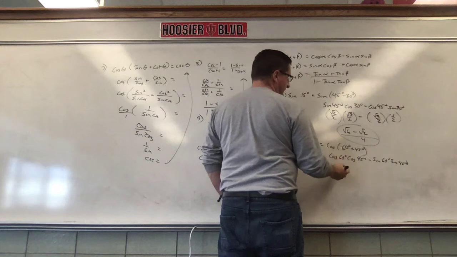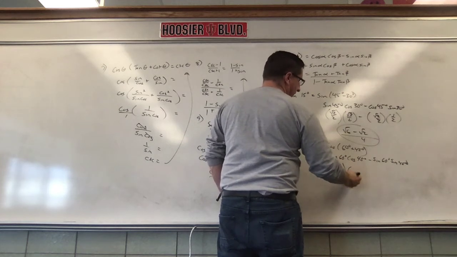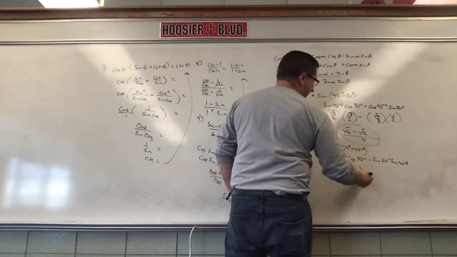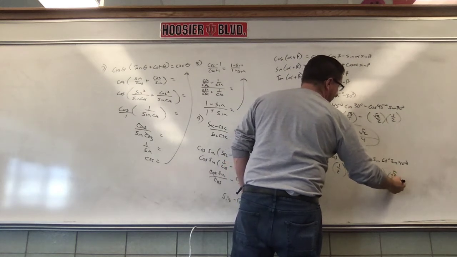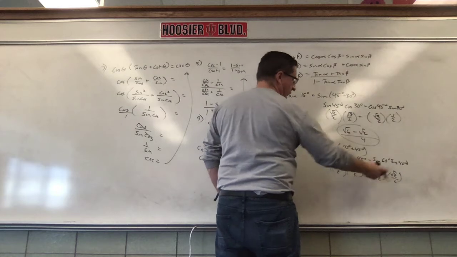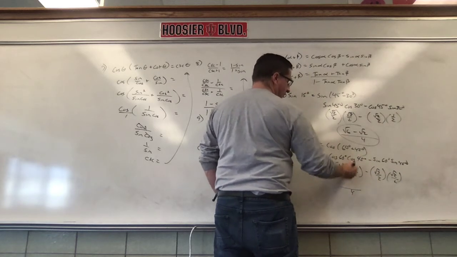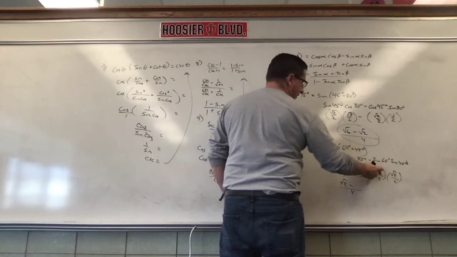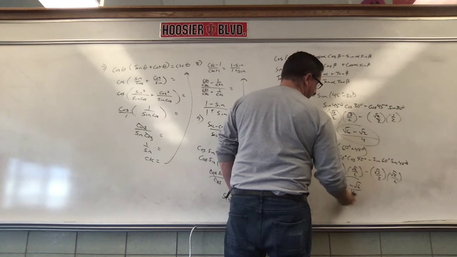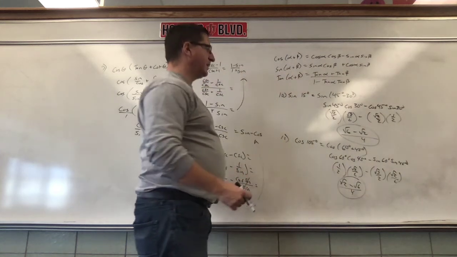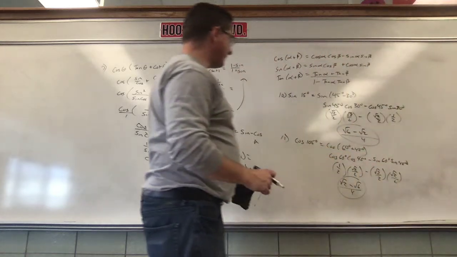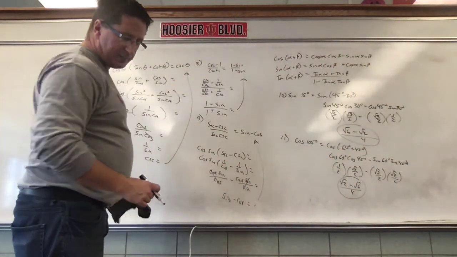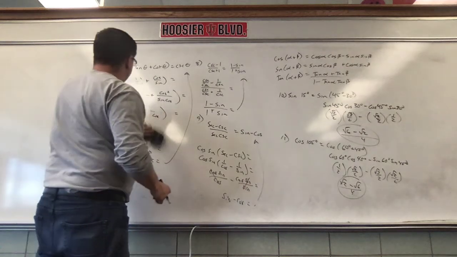Cosine of 60 degrees is a half. Cosine of 45 degrees is radical 2 over 2. Sine of 60 degrees is radical 3 over 2. Sine of 45 is radical 2 over 2. Again, 2 times 2 is 4. It's going to be 4 on bottom. 1 times radical 2 is radical 2. Minus radical 2 times radical 3 is radical 6. So radical 2 minus radical 6, all of that over 4. Okay? All right. And number 12, tangent of 75 degrees.